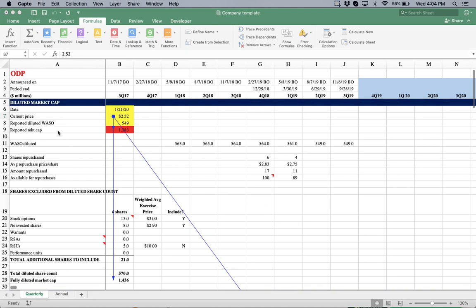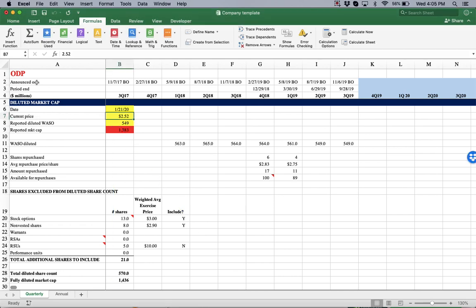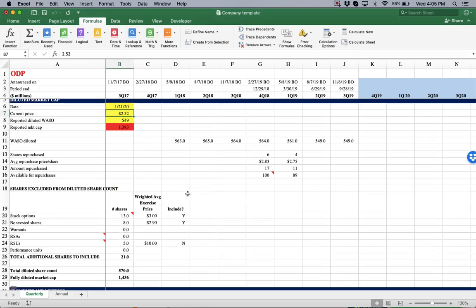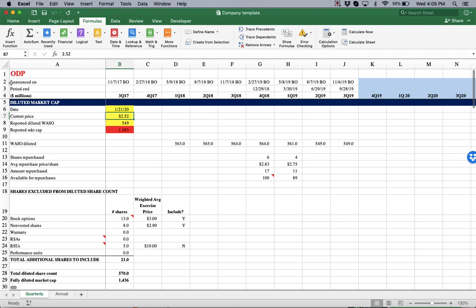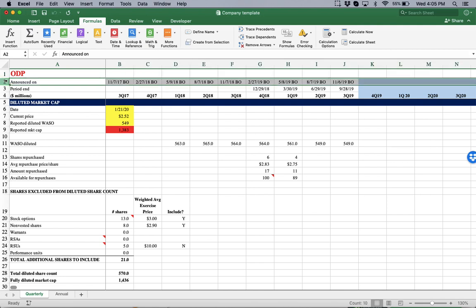All right, so we'll first go over the first section of the model, the diluted market cap. So here at the top, you want to freeze these rows so that they're always visible. You have a company symbol. We have the date that the earnings were announced on.